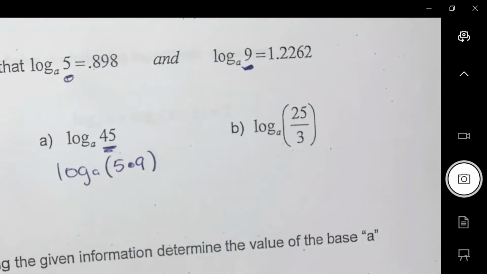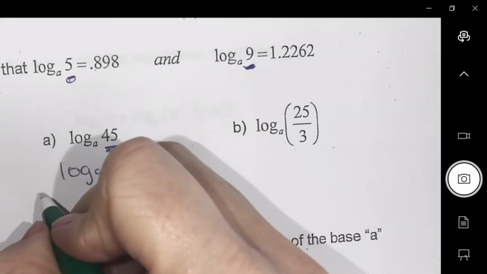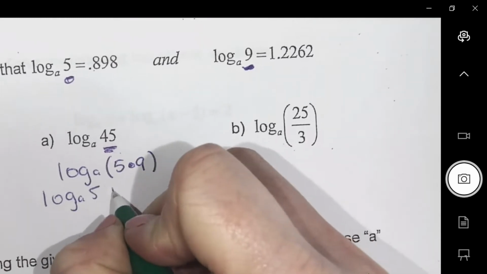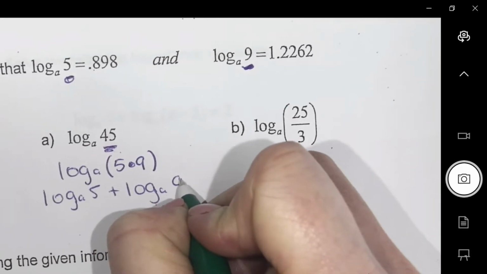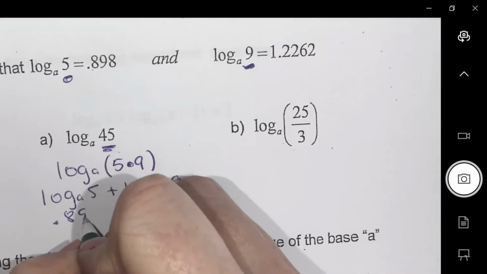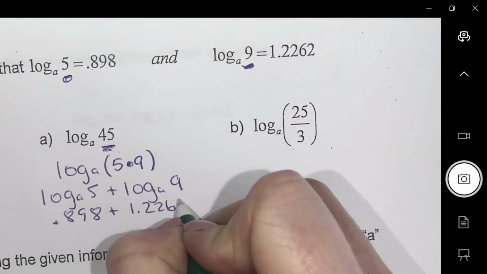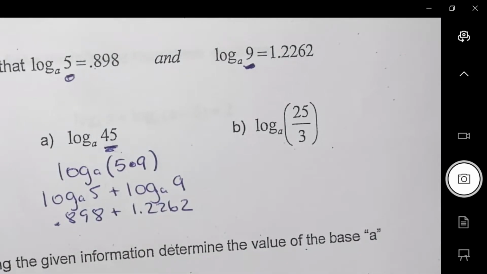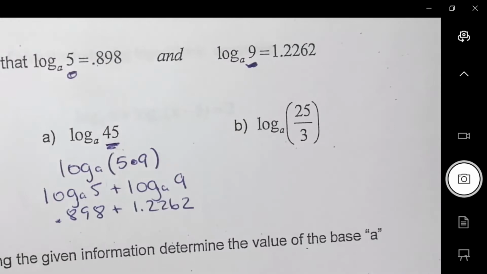You said times? Okay, what do we do with log when it's held together with multiplying? What could we do to separate them? Add. So log A5 plus log A9. And then I will just be doing this. I just took those values from up above, right? You see where I'm getting those?